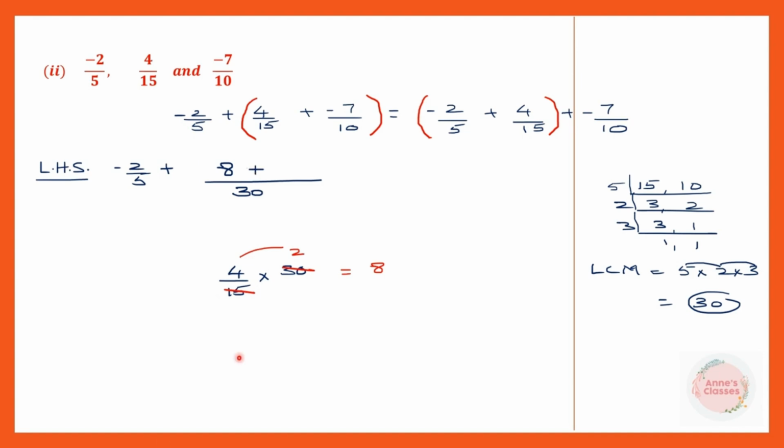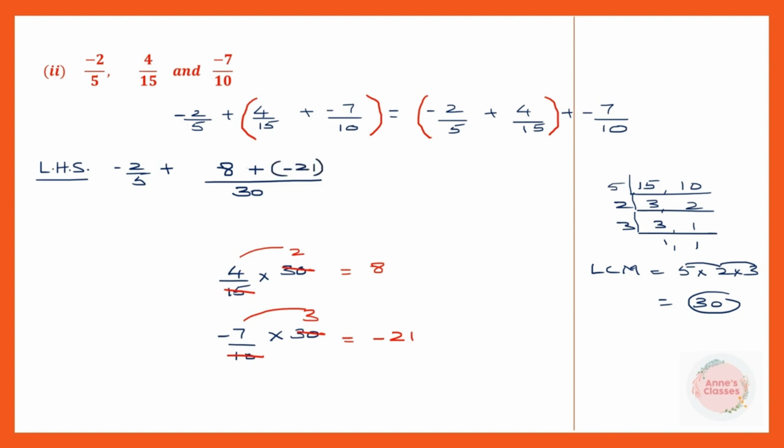Now I'm going to take the second rational number minus 7 by 10 and write it just like this. So that is going to be minus 7 by 10. I'm going to multiply it with the LCM, 30. Now cancel 10 and 30. 10 threes are 30. Now multiply the numerators. Minus 7 into 3 is minus 21, which I can write here minus 21.